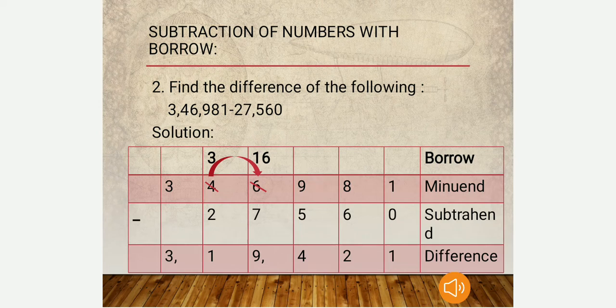At last, 3, down here you can see no number is there, so I have to keep 3 as it is. So the overall result is 3,19,421, the difference.